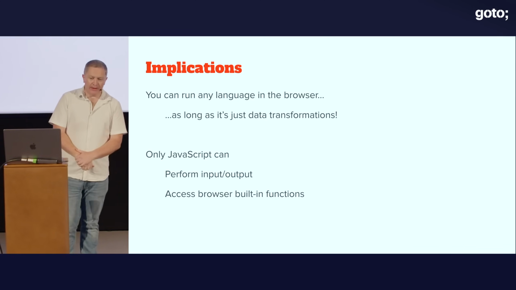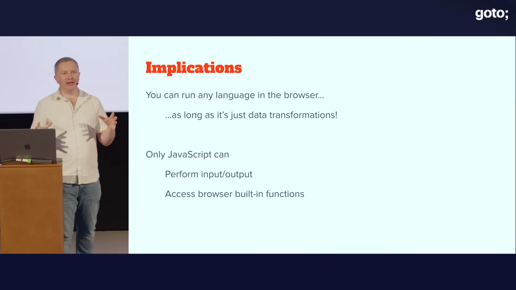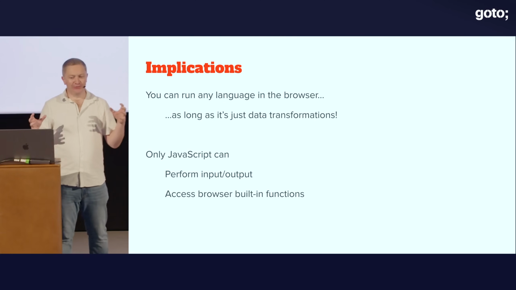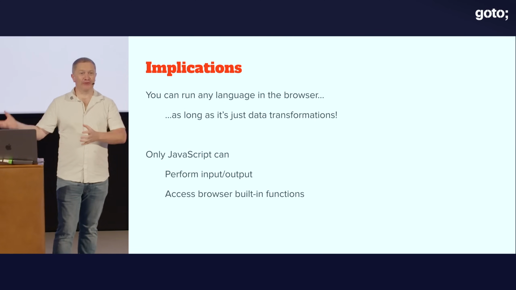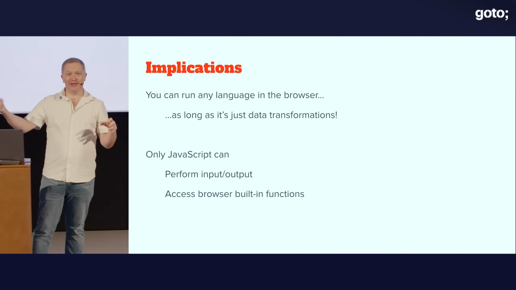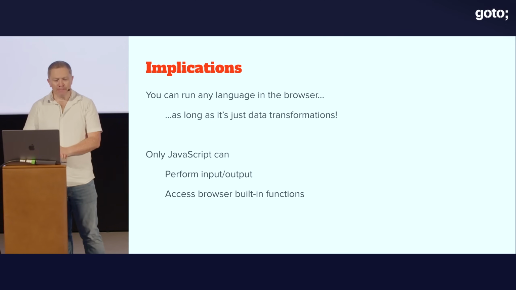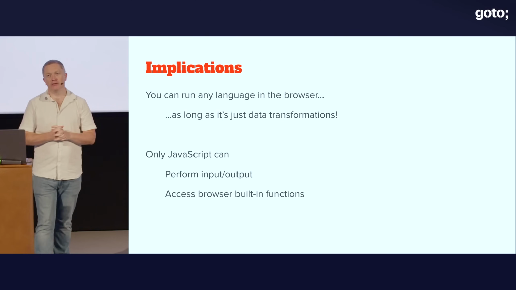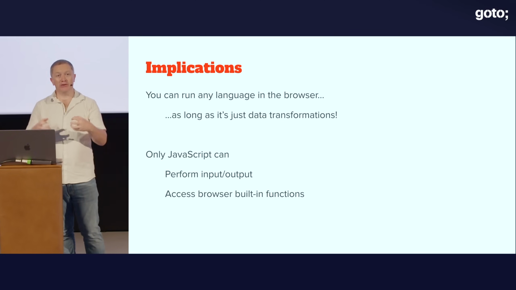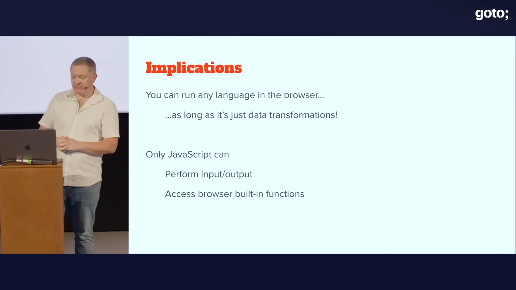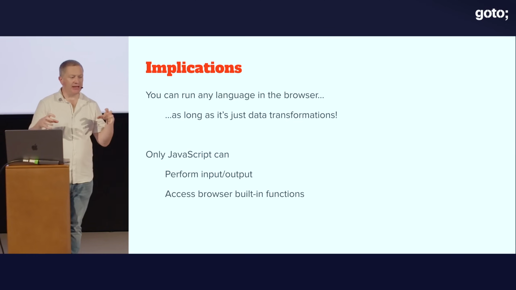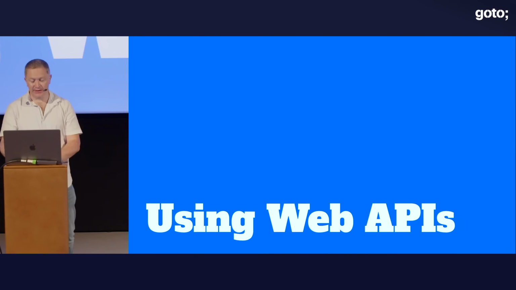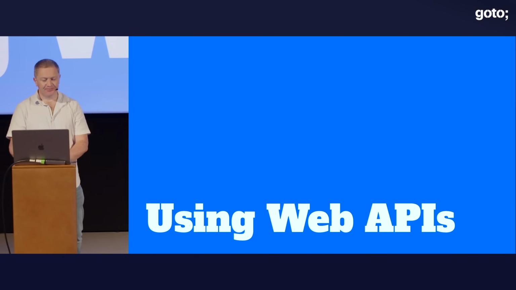So the implication of that is that although you can run any language you like in the browser now, it does have to be restricted to basically just data transformations. You take data in one format and you turn it into another format and you spit it out the other side. And if you need to do things like I/O or use anything that's built into the browser, you need JavaScript. So you can have any language you want in the browser, but you also need to have JavaScript working with it in order to access all of this useful stuff.